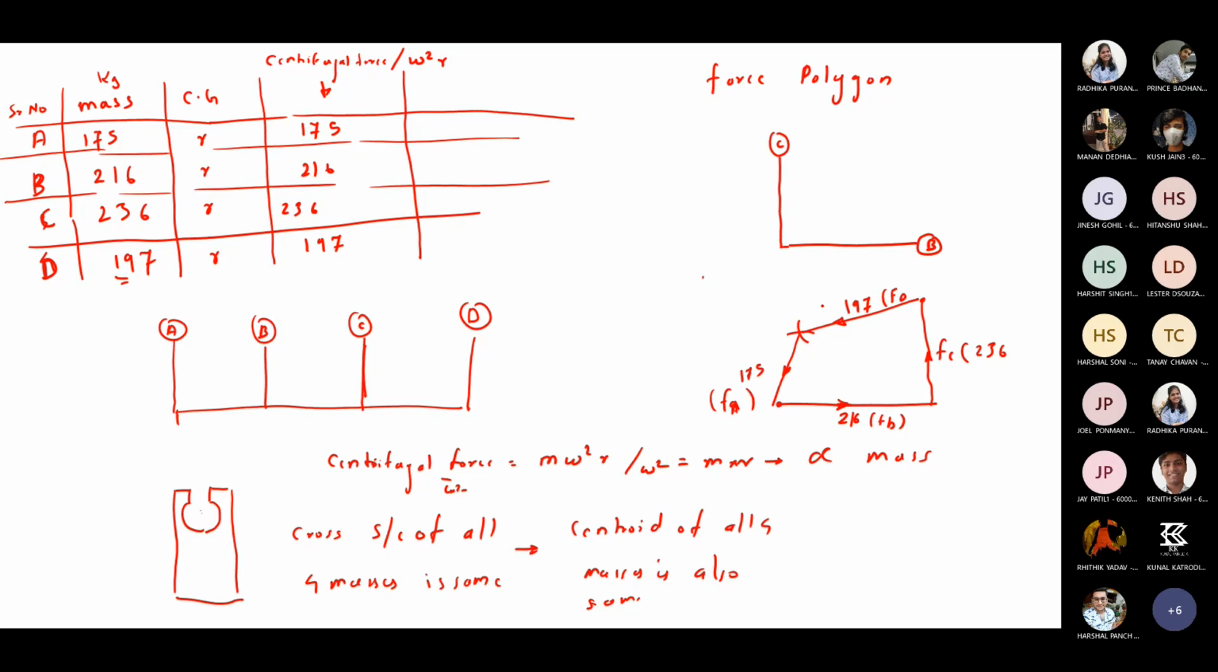Draw a vector parallel to this FD. This will be your mass D, and draw a vector parallel to FA. So this will be your A. So from this we get the angular position of all the 4 masses. So I want you to do this first step. Construct the force polygon and tell me the angular position of mass D and A.